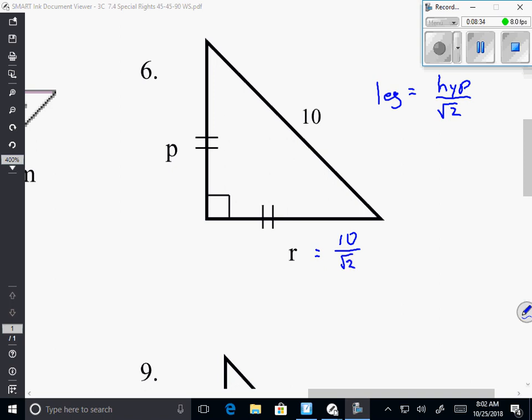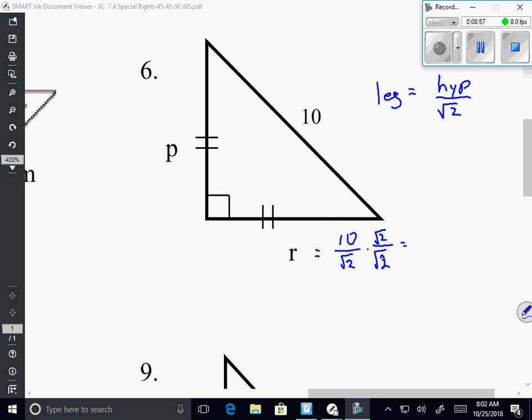Now, we talked about yesterday, math gods aren't happy if there's a radical in the denominator. So what we do is we multiply by that radical that's in the denominator on top and bottom. Rationalizing the denominator is what this is called. It's something you're supposed to learn, but I'm sure most of you forgot.